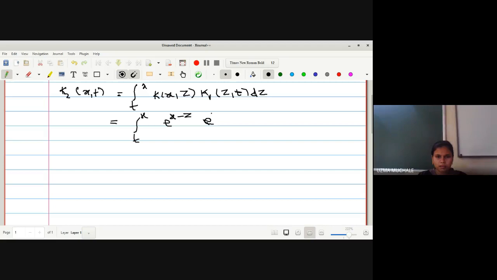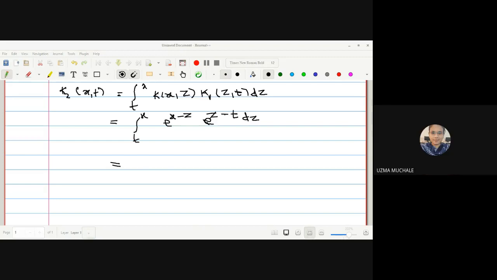You try to solve it. Okay, how to solve this one? As it is integration with respect to z.